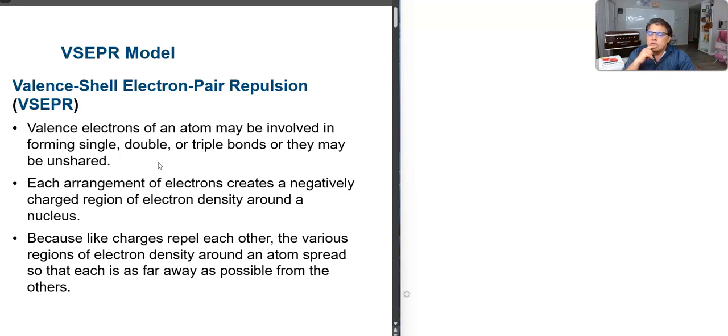But each arrangement of the electrons creates a negatively charged region, right? Because the valence shell electrons create a negatively charged region around the atom, that charge region of electron density is around the nucleus, right? Because like charges repel each other, the various regions of electron density around an atom spread so that each is as far away as possible from the others. If there is a repulsion, they will try to remain as far as possible, as farther as possible, and because of that phenomenon, the molecule has the structure.